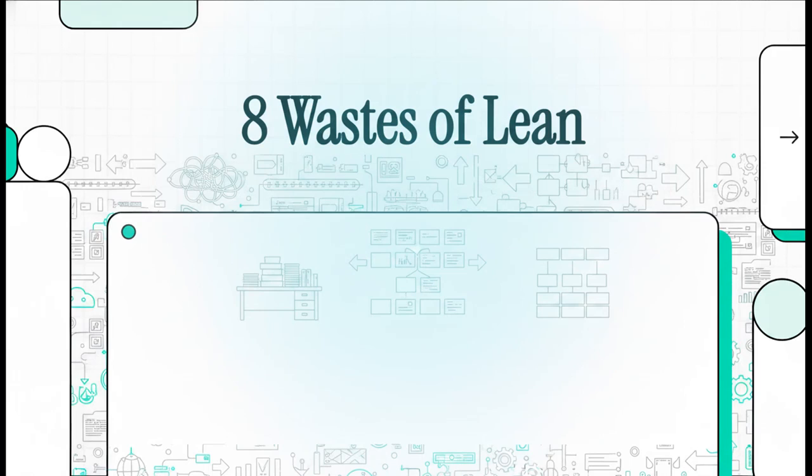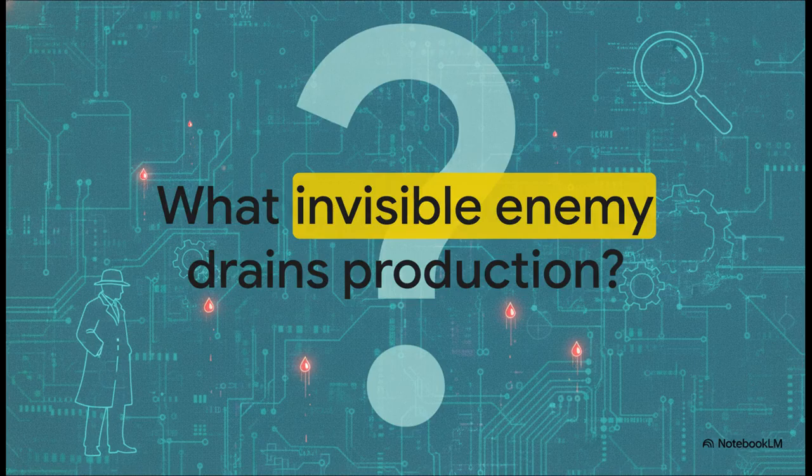Welcome to today's Explainer. Get ready, because today we're going to equip you with a very specific kind of superpower. We are going to give you the exact X-ray vision needed to spot hidden inefficiencies that are lurking on practically any shop floor, in any office, and honestly, in any workflow. Okay, let's dive right into this.